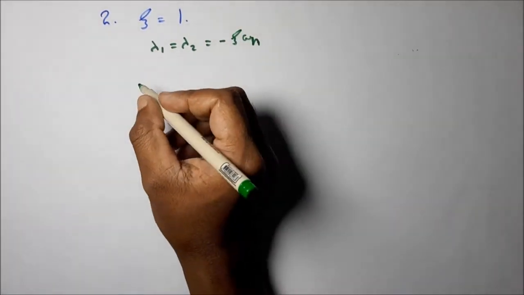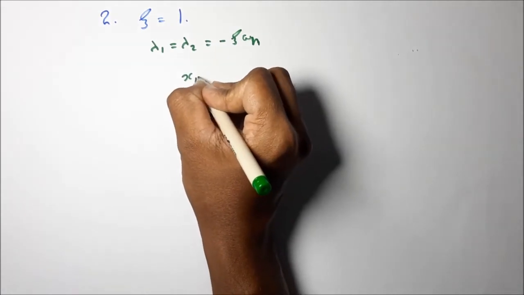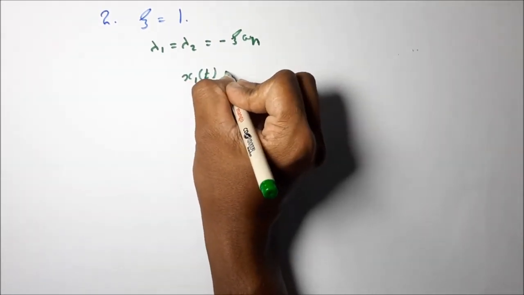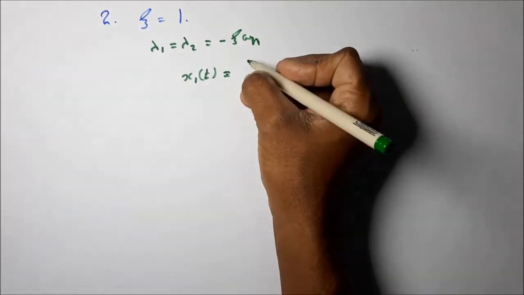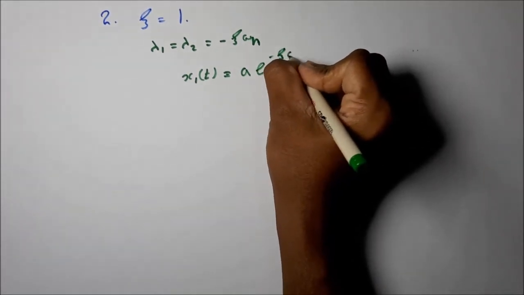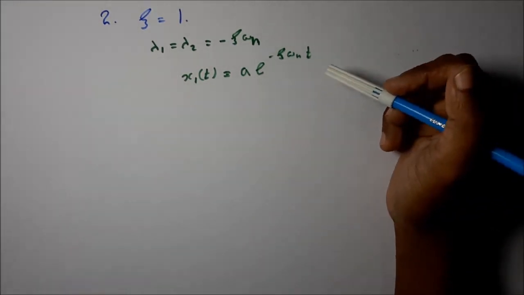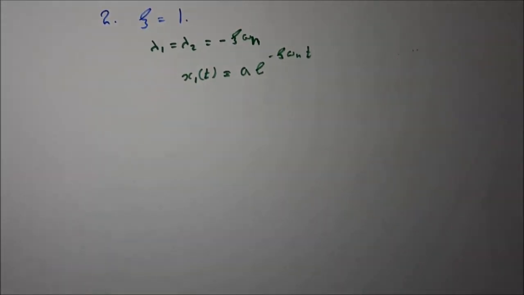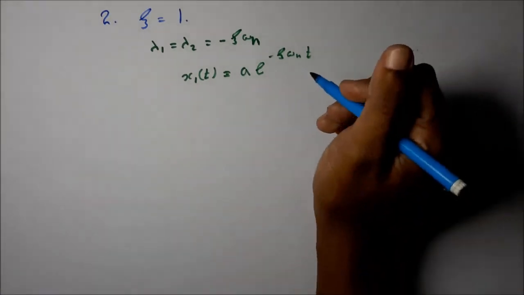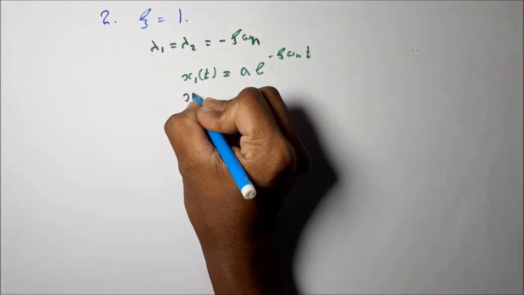Then we can write one solution as x1(t) equals a e to the minus theta omega n t. In this situation we can write another independent solution using the method of reduction of order. I think you will be familiar with solving differential equations this way.